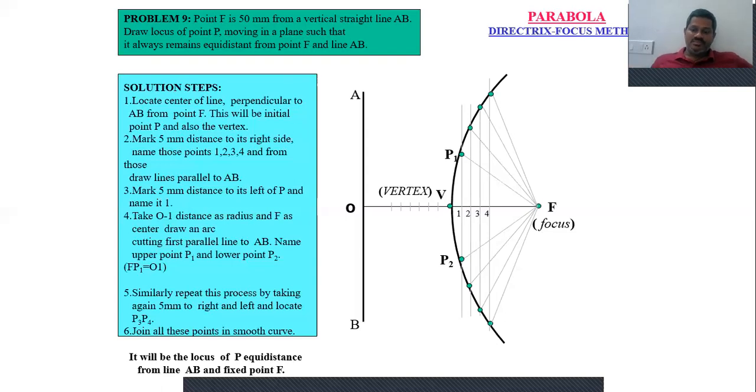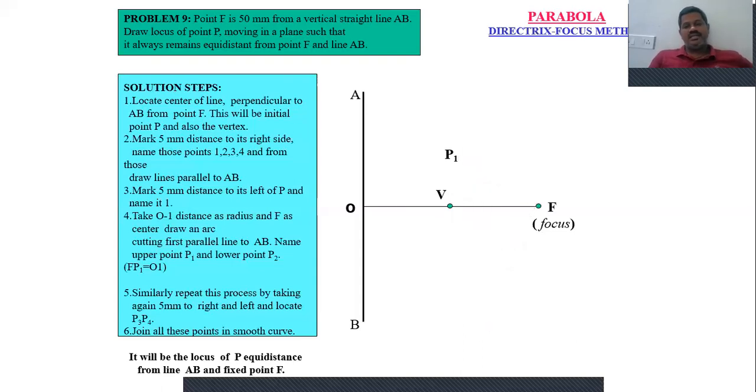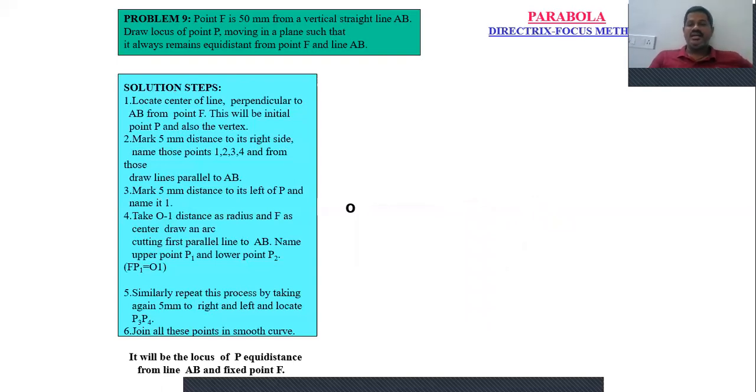Okay, so now I repeat this problem once again. This method of drawing a parabola is the directrix-focus method. In this case, we are using the directrix and focus to draw the parabola. That's why we call this method the directrix-focus method. I read out the problem once again. Point F is 50 mm from a vertical straight line AB, that is our directrix. Draw the locus of point P moving in a plane such that it always remains equidistant from point F and line AB.